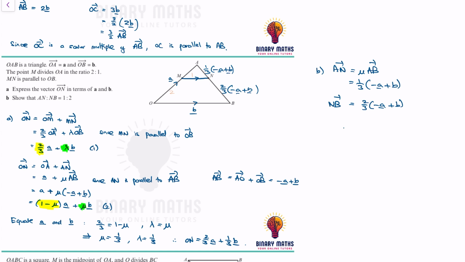So if I'm doing ratio, A to N to B is the same thing as 1/3 of minus A plus B to 2/3 of minus A plus B, which means the same thing as 1/3 to 2/3. If I want to cancel that, times by 3, I get 1 to 2, which is what I wanted to show.